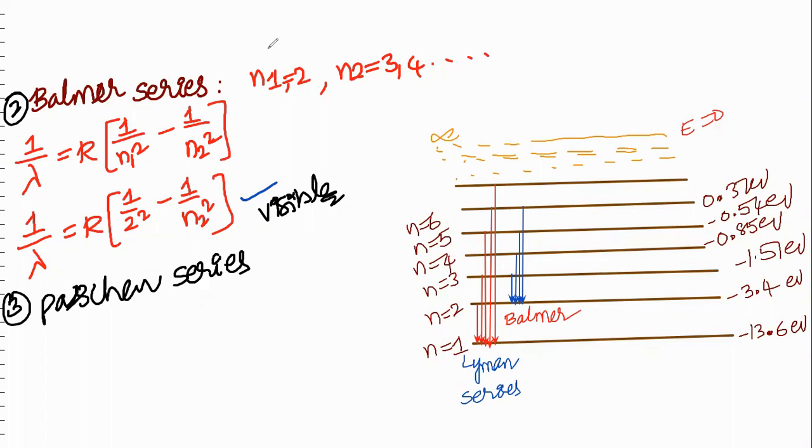Next, Paschen series. For the Paschen series, n1 is taken as 3. n2 will be 4, 5, 6, and so on. If the electron comes from any of the higher orbits to that third orbit, the corresponding transitions will be called the Paschen series.